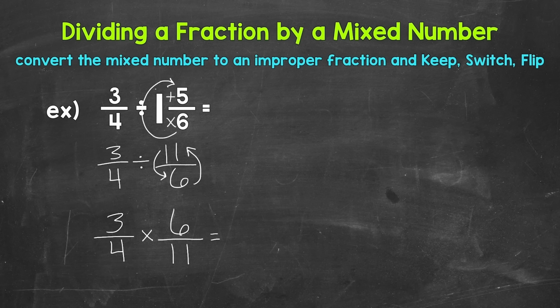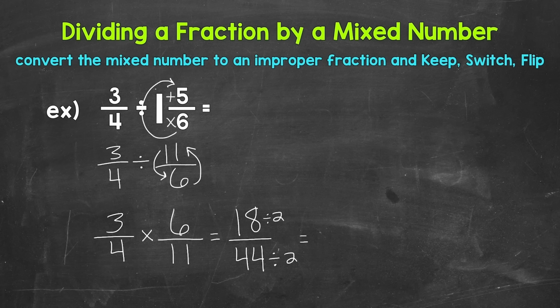So 3 times 6 is 18. Now for the denominators, 4 times 11 is 44. So we get 18/44, which is our answer, but we can simplify this fraction. We have a common factor other than 1 between 18 and 44. We have a greatest common factor of 2. So let's divide 18 by 2 and 44 by 2.